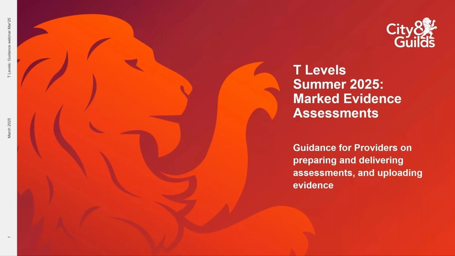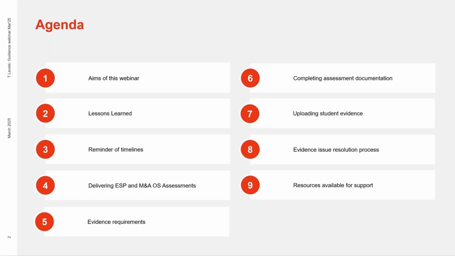Okay, so we'll just go through the agenda first of all. This webinar will cover the aims of the webinar, the lessons learned from previous series, an overview of the Employer Set Project and Management and Administration Occupational Specialism and a reminder of timelines, delivering the ESP and Management and Administration Occupational Specialism assessments, evidence requirements, completing assessment documentation, uploading student evidence, the evidence issue resolution process, and resources which are available for support.